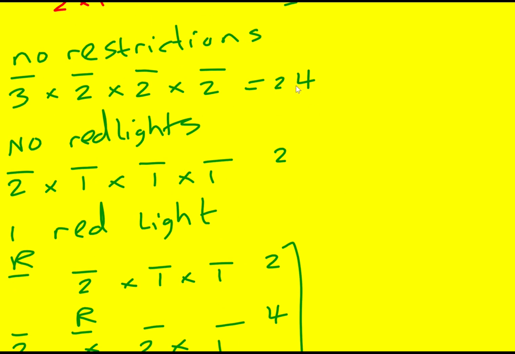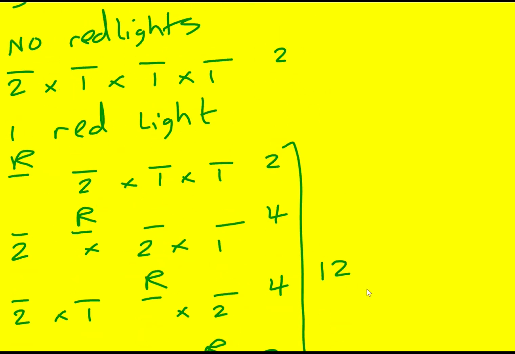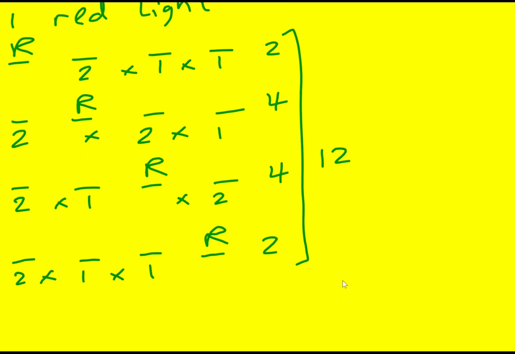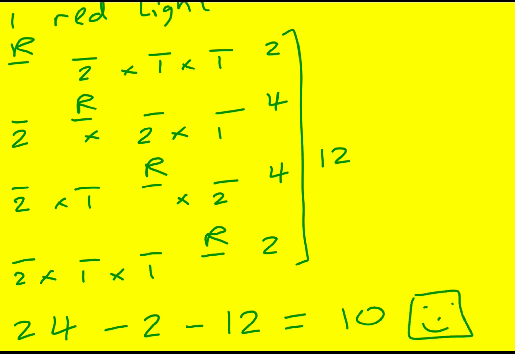Okay, so we had 24 when there's no restrictions. We had 2 when there's no red lights. And now we've got 12 when there's 1 red light. So let's test this, see if we get our answer of 10. So 24 was no restrictions, minus the 2 for 0 red lights, minus 12 for 1 red light. And hey, we get 10. So we're working on our theory. It works. And now we just need to generalize.